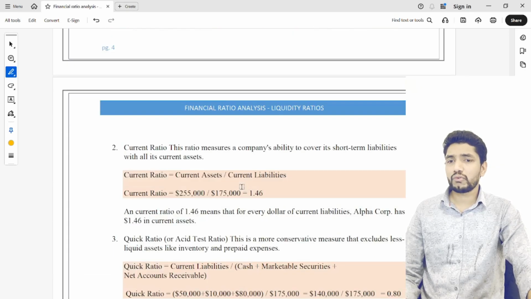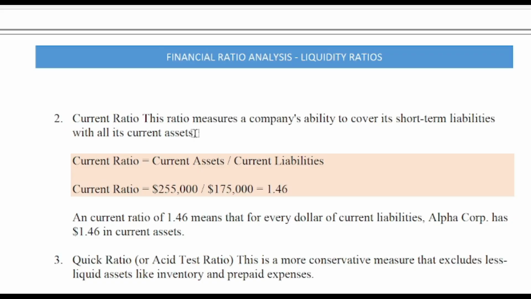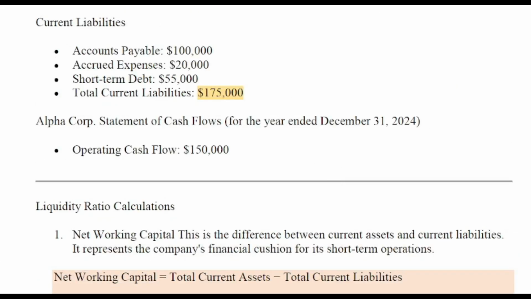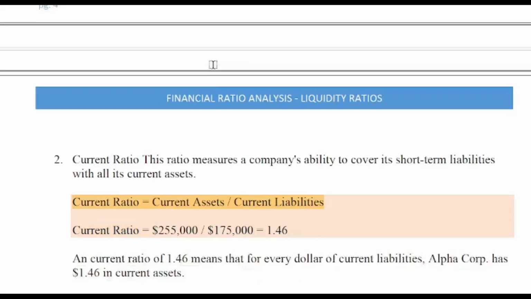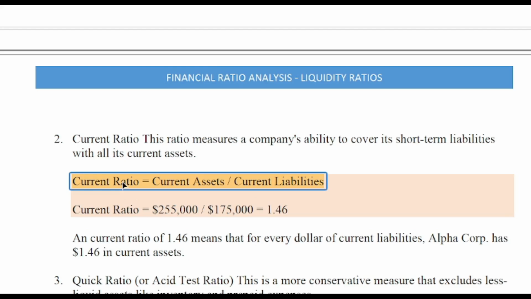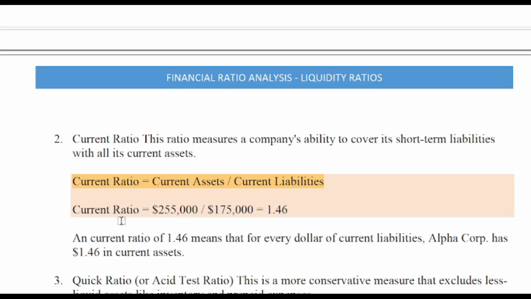So next we move to current ratio. The formula for current ratio is current assets divided by current liabilities. In this case, the current assets are 255,000 and the current liabilities are 175,000. So you can see the formula here. Current ratio is equal to current assets divided by current liabilities. So the current ratio is 1.46.